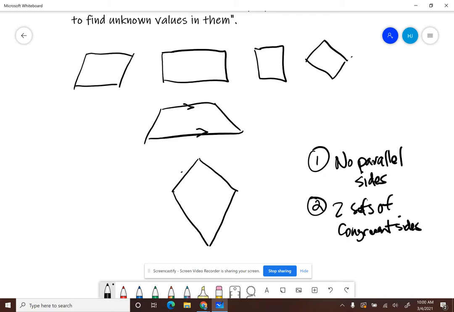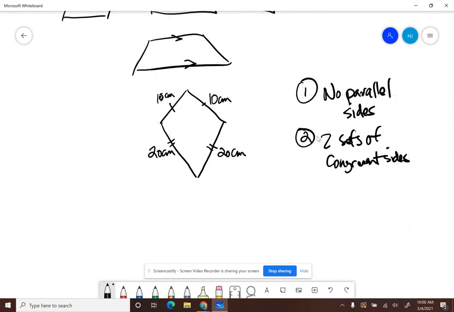Here's what I mean. Let's say we've got a side here that is 10 centimeters. We use that number a whole lot, I know. But then this one would also be 10 centimeters as well. And likewise, let's say this one was 20 centimeters. Then this side here would also be 20 centimeters, okay? So number one, a kite has no parallel sides. Number two, it has two sets of congruent sides, okay?